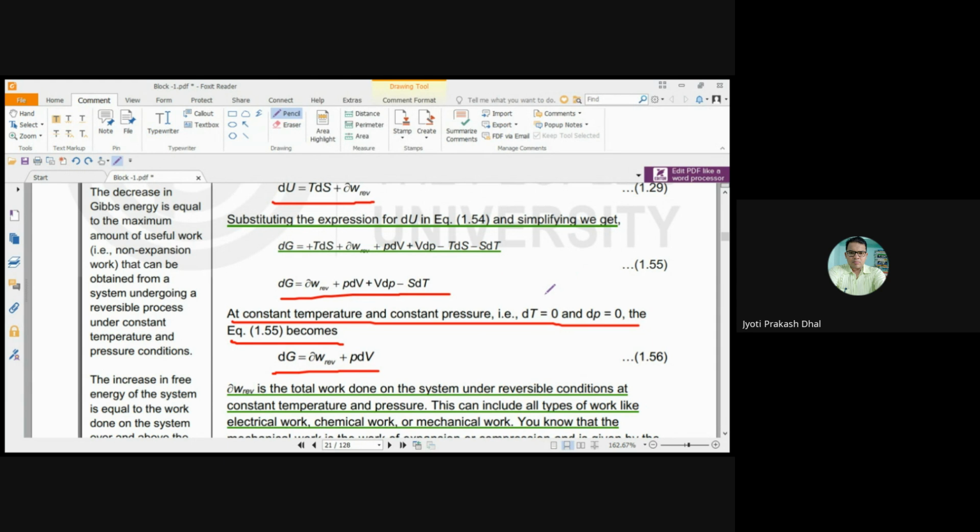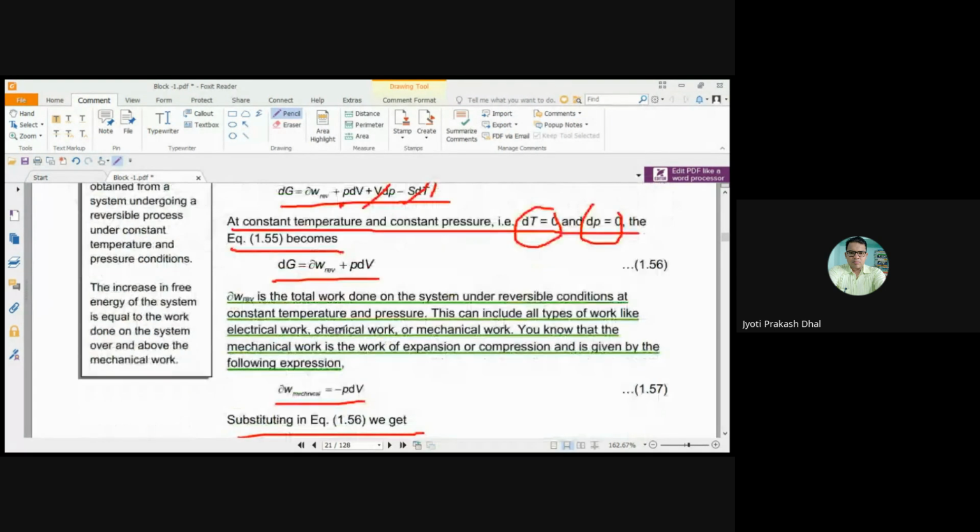So when the process is carried out at constant temperature and constant pressure, dT will be equal to 0 and dP will be equal to 0. So both these terms will become 0. So we can write dG equals δW reversible plus PdV.